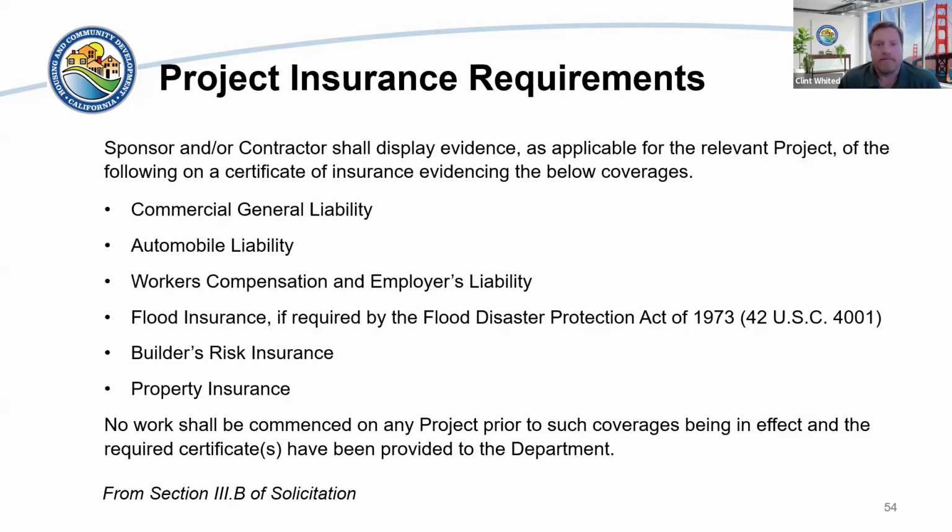With respect to the project itself, project insurance requirements: the sponsor and/or contractor shall display evidence, as applicable for the relevant project, of the following on a certificate of insurance evidencing the coverages listed here, including commercial general liability, automobile liability, workers' compensation and employer's liability, flood insurance if required under the Flood Disaster Protection Act of 1973, builder's risk insurance, and property insurance. No work shall be commenced on any project prior to such coverages being in effect and the required certificates having been provided to the department.